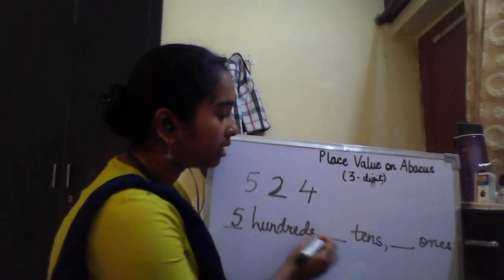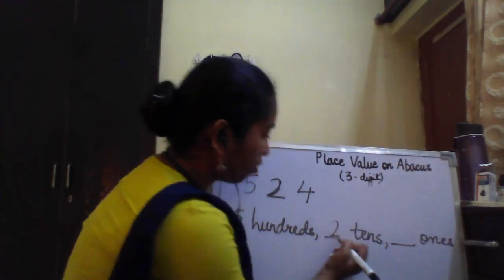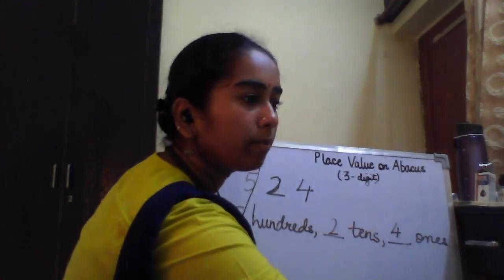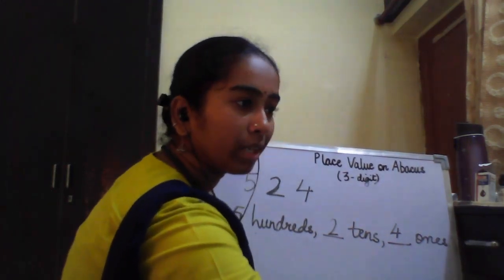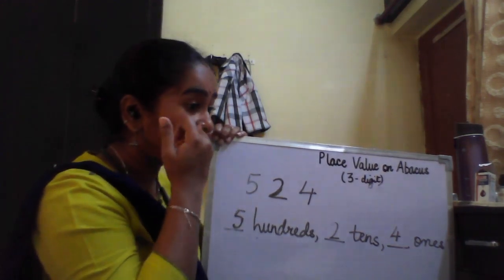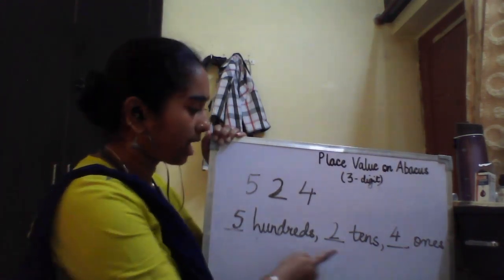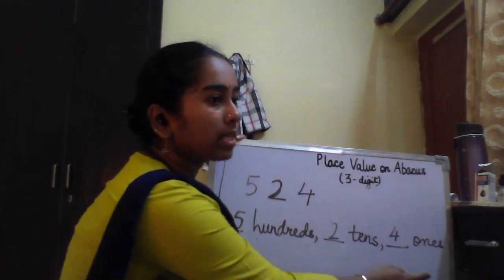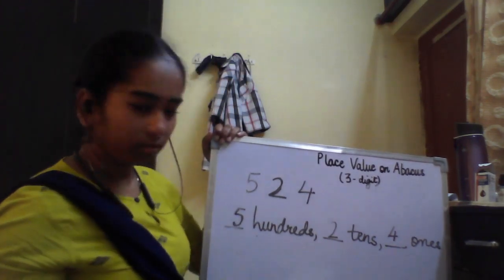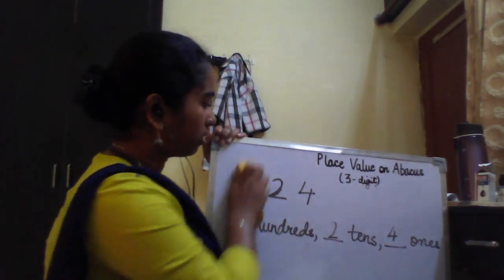24. So how many tens are there? 2. And how many ones are there? 4. Simple? Yes or no? How many hundreds are there? 5. How many tens are there? 2. And how many ones are there? 4. Alright? Simple? Let's do one more.